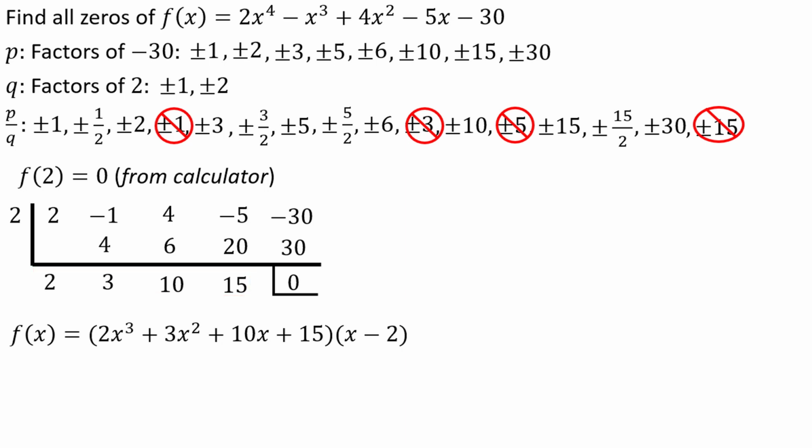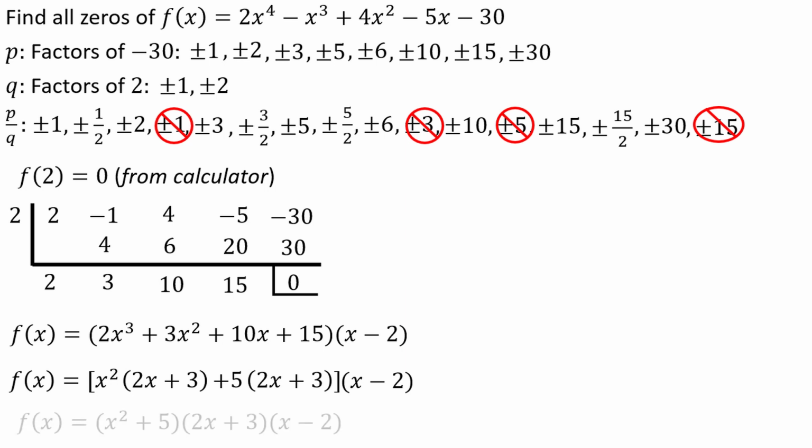Now there are two options at this point, depending on the problem. You can see if there is a way to factor what you have left, or keep trying numbers from your list. In this case, it looks like we can factor the first part by grouping. We can pull an x squared out, which leaves us with 2x plus 3. And then we can pull out a 5, which leaves us with 2x plus 3. And we still have the x minus 2 factor. Altogether, we have x squared plus 5 times 2x plus 3 times x minus 2.